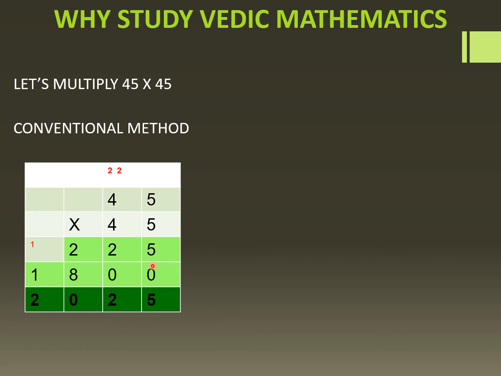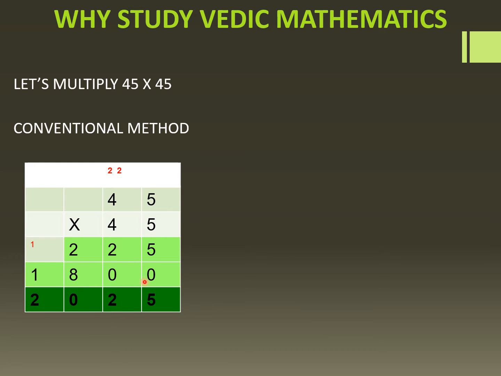Let's start the second step. Second step, we add a 0 and then we multiply 4 with 45. So first, 4 multiplied by 5 is 20. We carry over the 2 and put the 0 down here. Next, 4 multiplied by 4 is 16. 16 plus the 2 that is carried over, we add that. That is 18. That's the second step.